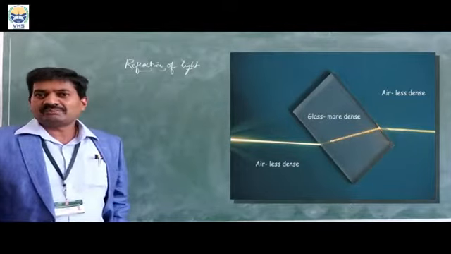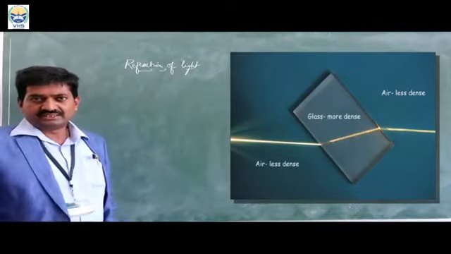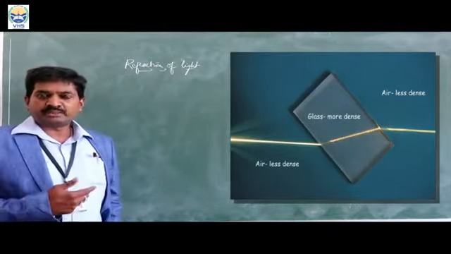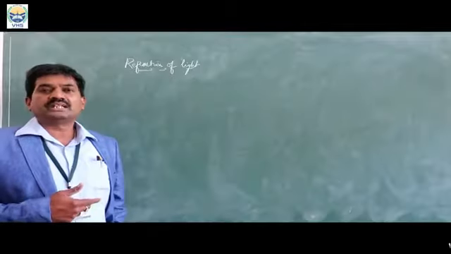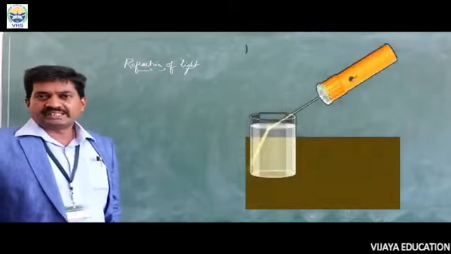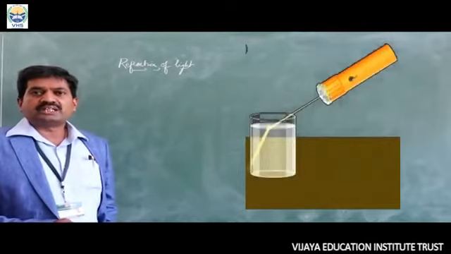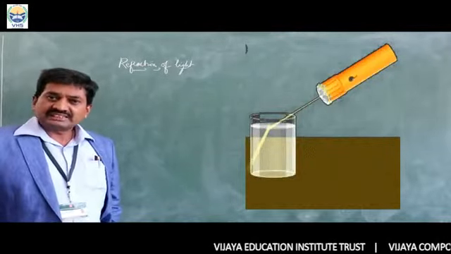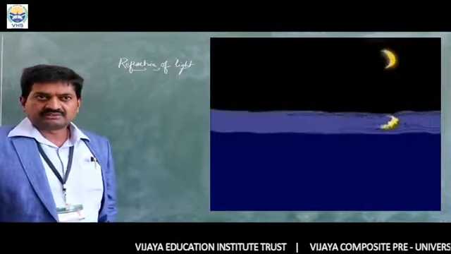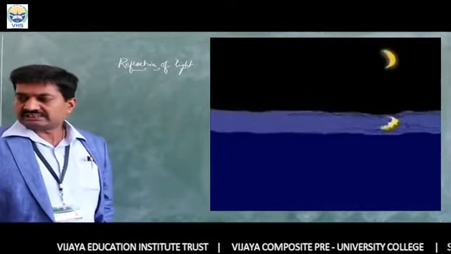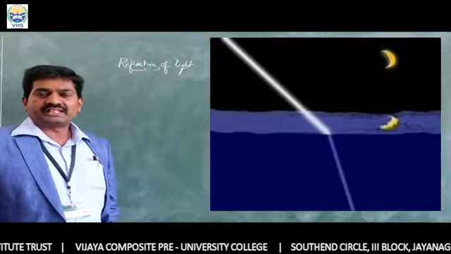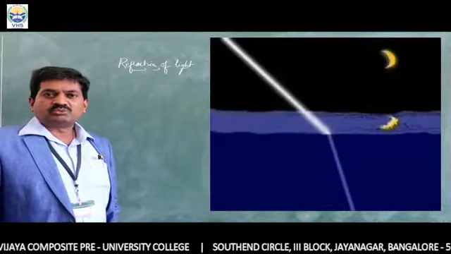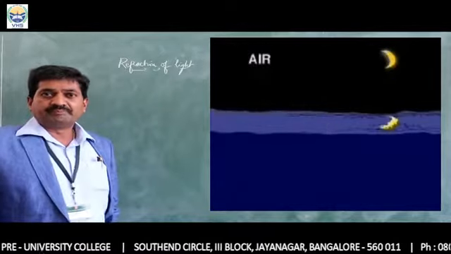It is one of the phenomena exhibited by light, wherein when a light ray passes from one optical medium to another optical medium, there is a change in the path of the ray of light, which is known as refraction of light. In other words, refraction of light is the phenomenon of bending of a ray of light when it passes from one medium to another medium.